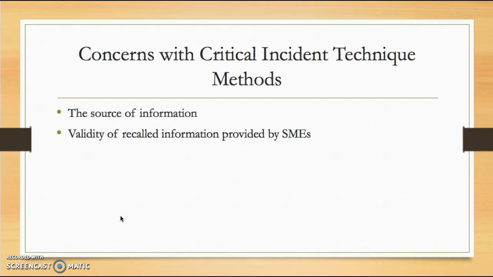Some concerns with critical incident technique methods. It's important to consider the source of information and the validity of the recalled information provided by the source. A source of information can be an incumbent or a supervisor or even a client. And when recalling information, it should be relevant to the job and a pretty current observation.